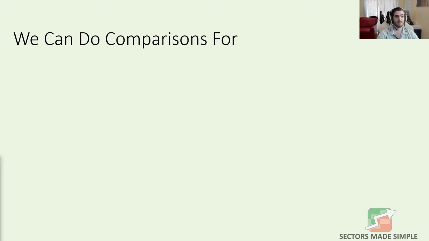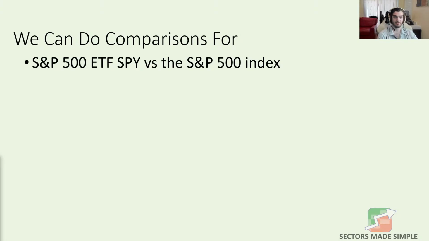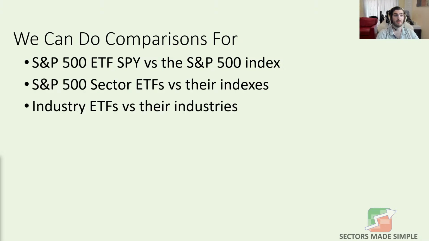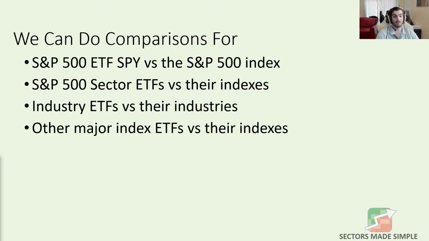So we can do this for a number of different ETFs and indexes. We can do the S&P 500 ETF SPY against the S&P 500 index. We can do ETFs versus their indexes. We can do some industry ETFs versus their industries. And we can also do other major indexes versus their underlying indexes. Major index ETFs versus their indexes. I'm going to show you one example, and then I'm going to show you how you can find all the examples.